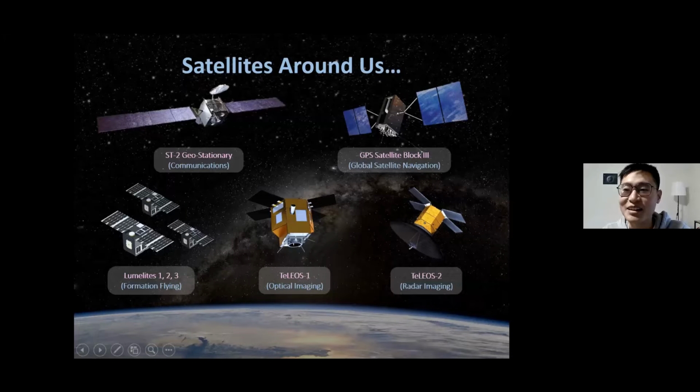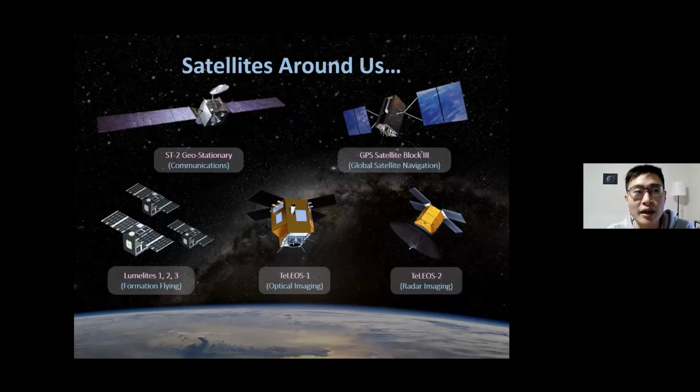We have existing comms satellites that we have bought, not built, but the ones at the bottom are what we're actually starting to build since 2015. So Helios 1 was our first optical imaging satellite that was built in Singapore. And Singapore was always very small. We're a tiny island. We have 2 satellite research centers, public ones. One is by the National University of Singapore, and one is by the Nanyang Technological University.